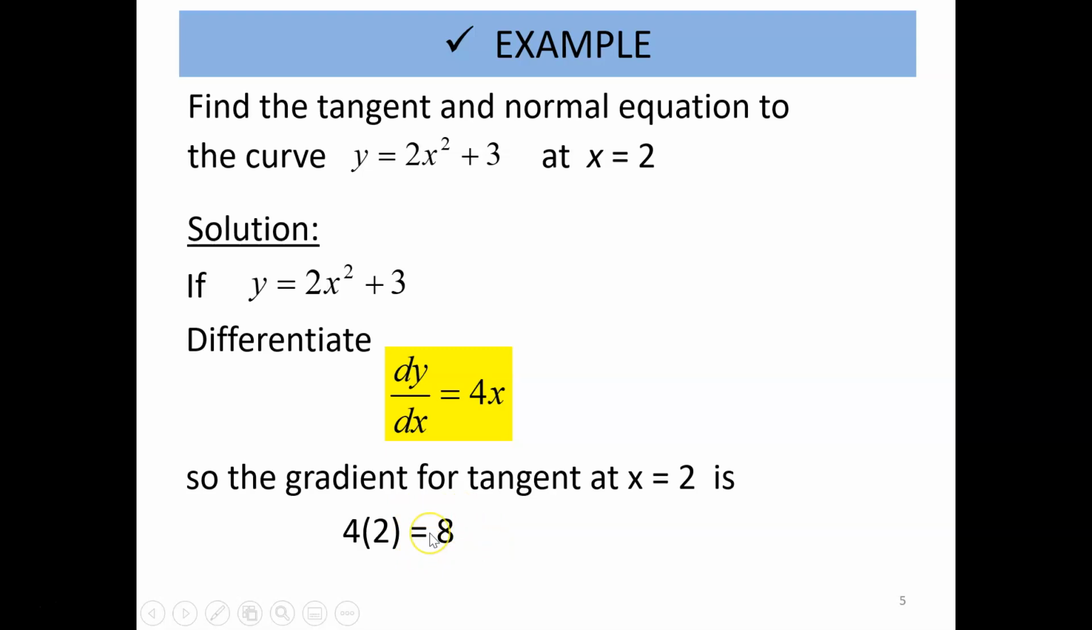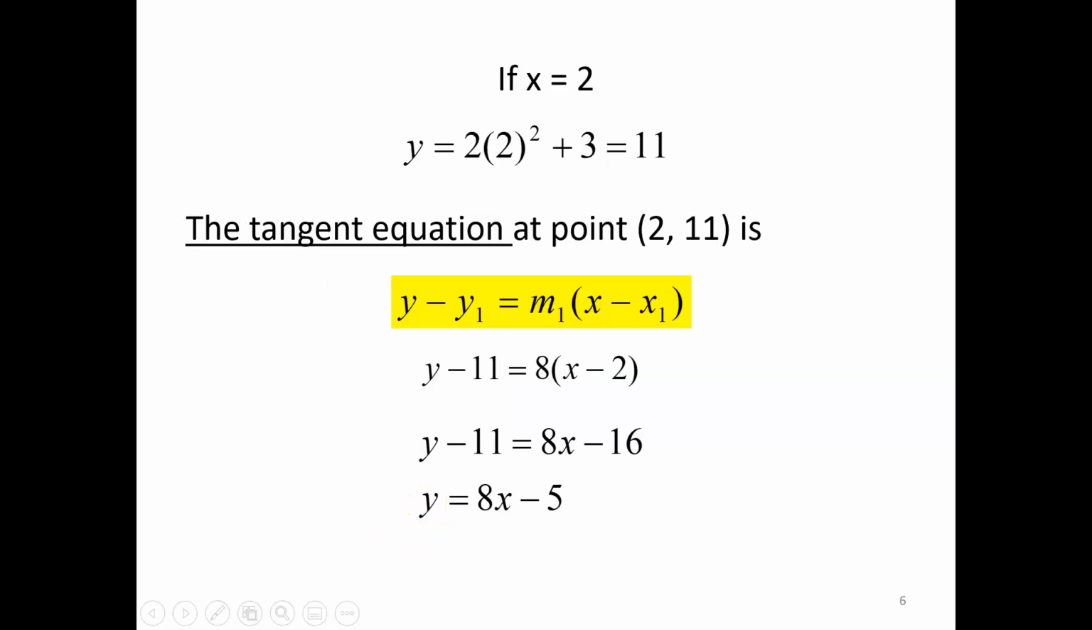Okay, so now can you find or derive your equation? Yes, because you already have x equal to 2, which means that you're going to find what is the value for your y. Okay, so your y will be, you just substitute the value. Just now you have y equal to 2x squared plus 3, right? So you just substitute x equal to 2 into the equation.